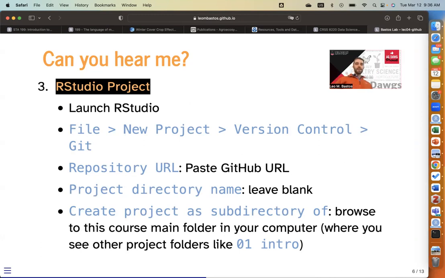You can leave blank the project directory name. And then on the create project as subdirectory of, you want to browse to the main folder of the course. So you can just go to the folder where you see all of the previous projects as well on your computer.